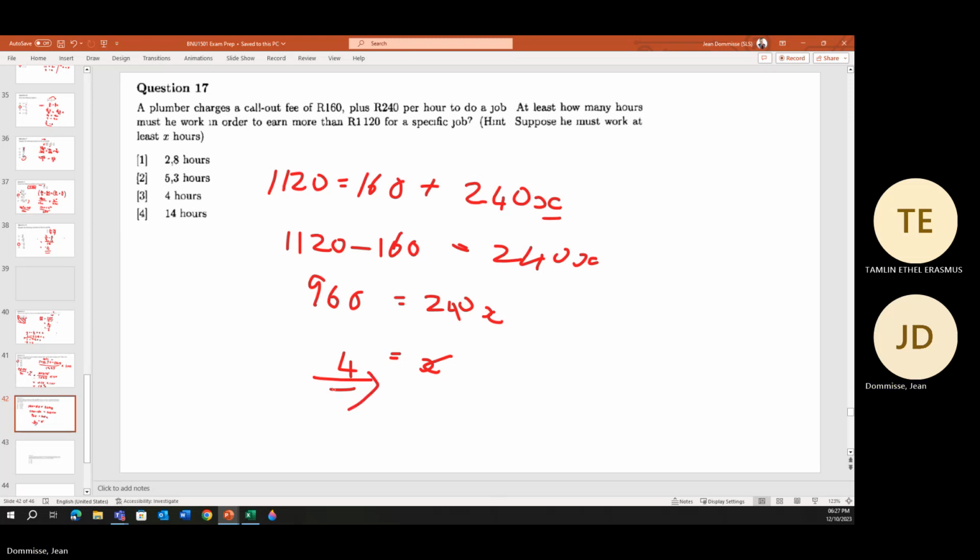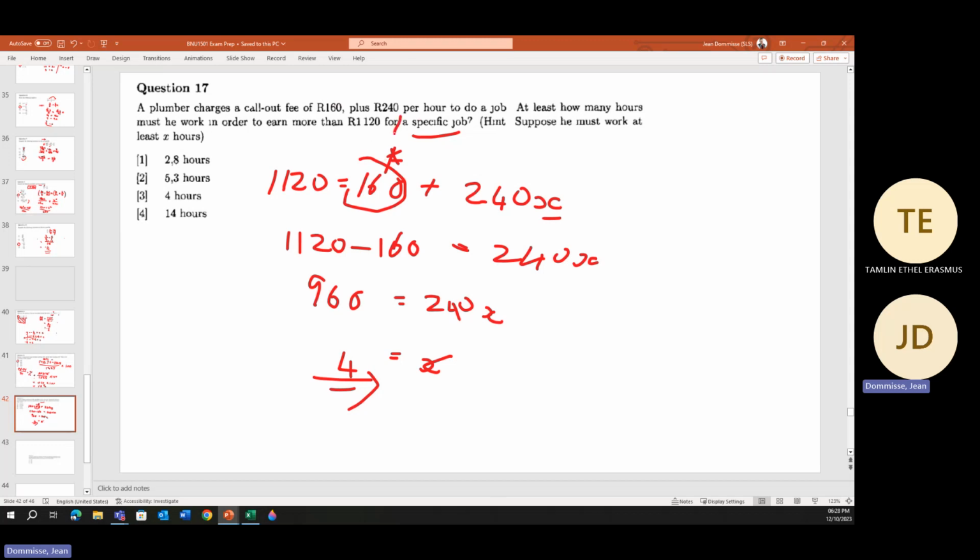Okay, so maybe I'm trying to read too much into it, but they should have said at least how many hours must he work on this job in order to earn more than. Okay, so there they said a specific job, so that is fine. Because it's a specific job, you have the once off call out. If it was 2 jobs, there would have been another call out of 160.